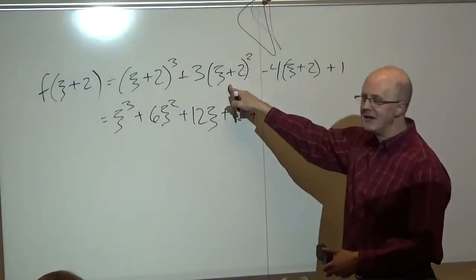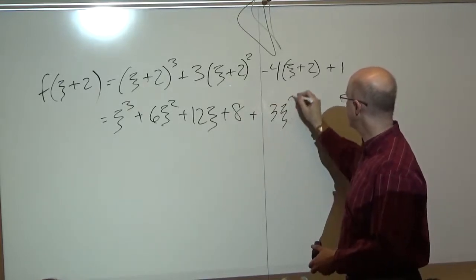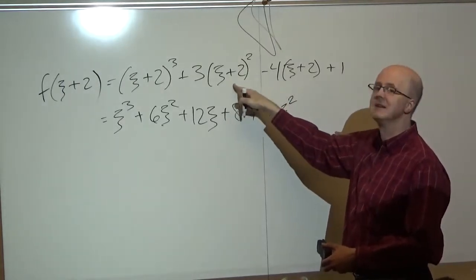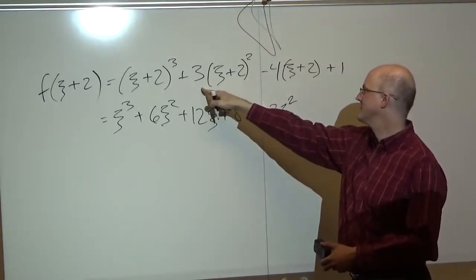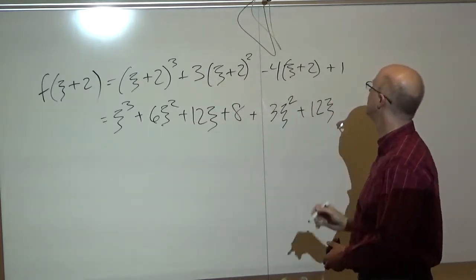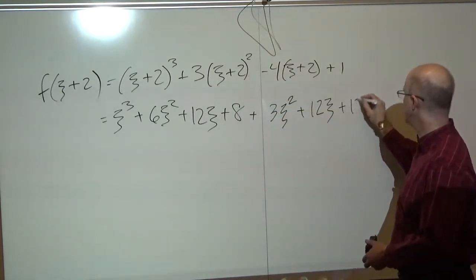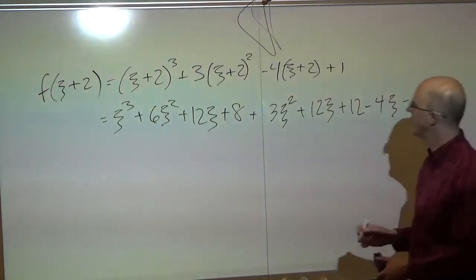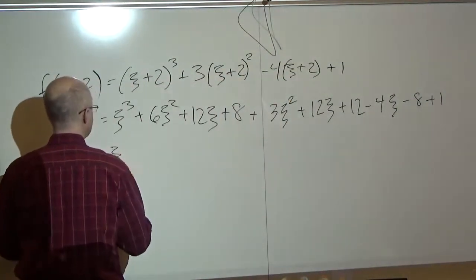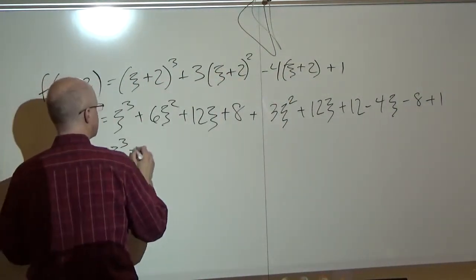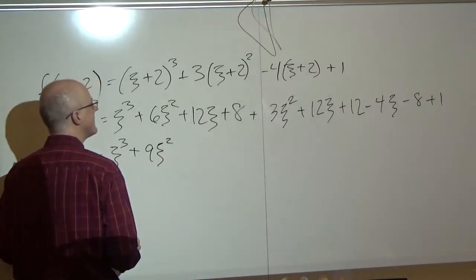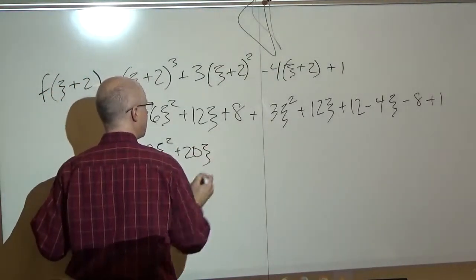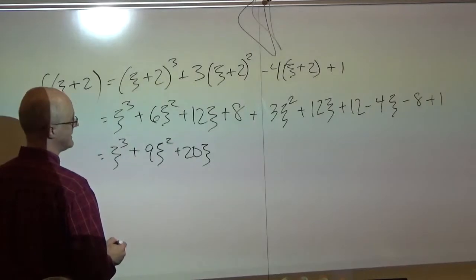Got to expand that out. Xi squared times 3 is 3 xi squared. Then from foiling, I'll get a 4 xi from outside and inside times 3 is 12 xi. 2 squared is 4 times 3 is 12. Minus 4 xi minus 8 plus 1. Simplify. Xi cubed plus 9 xi squared plus 20 xi plus 13. Is that right?